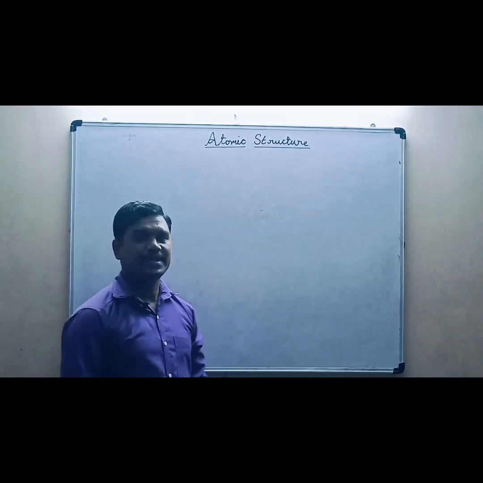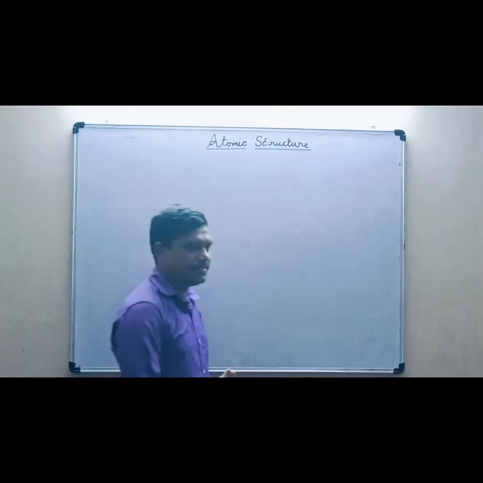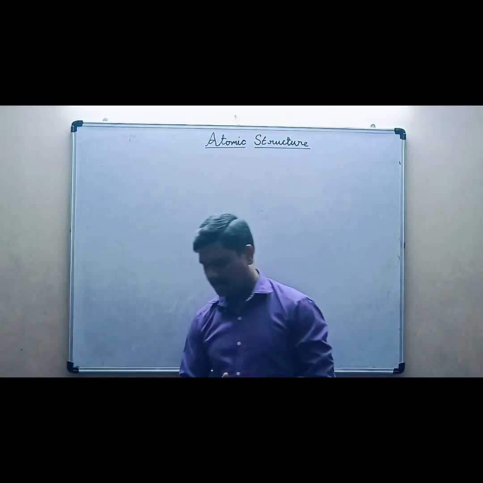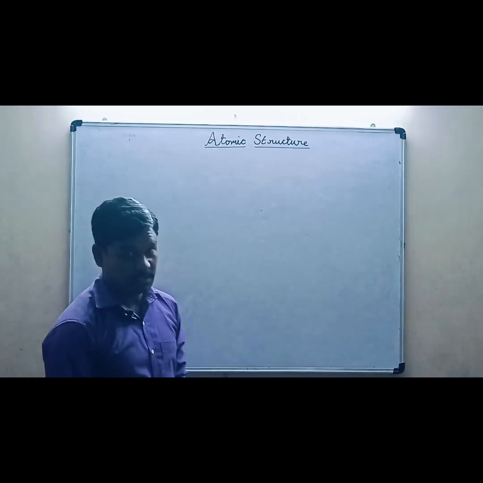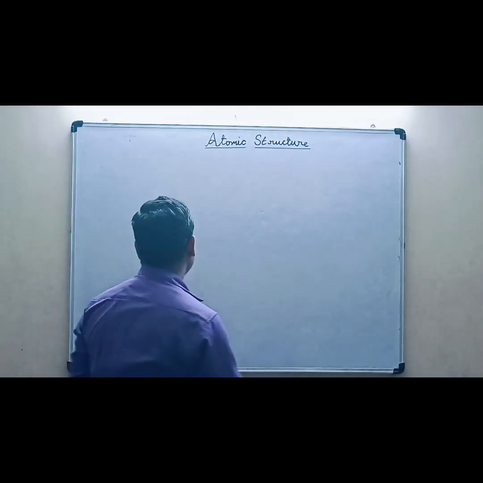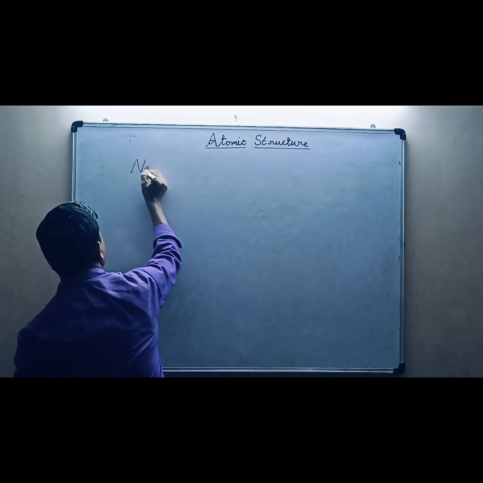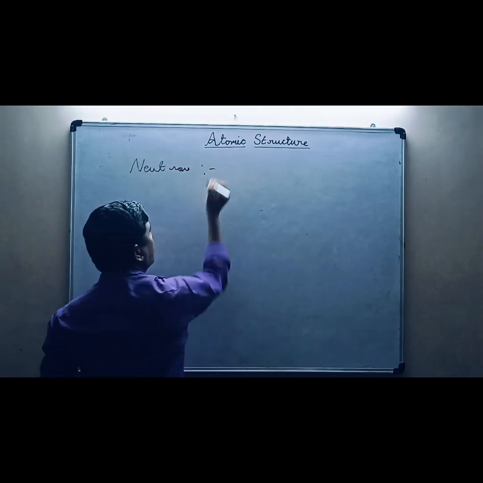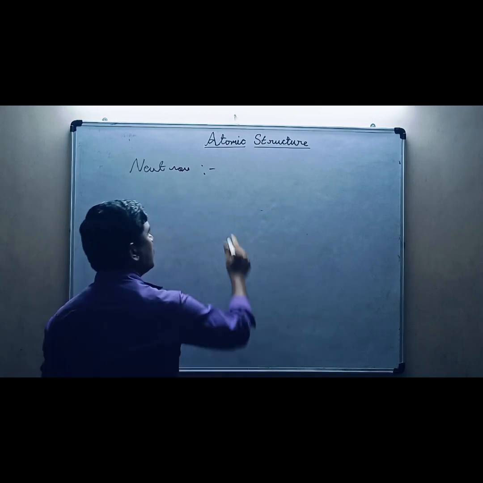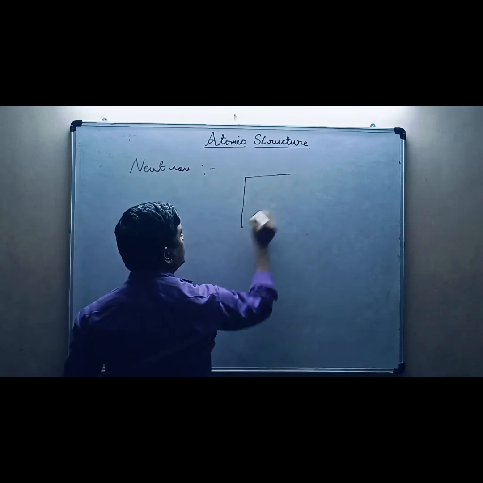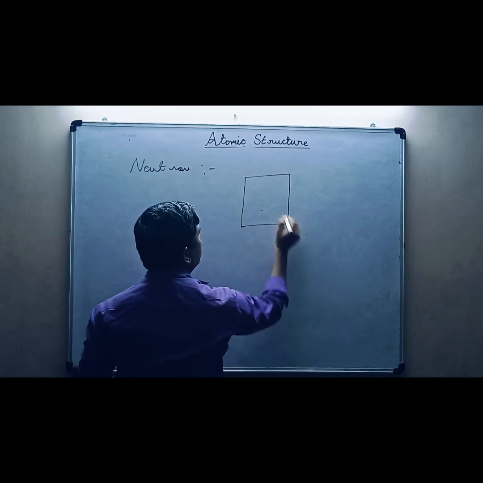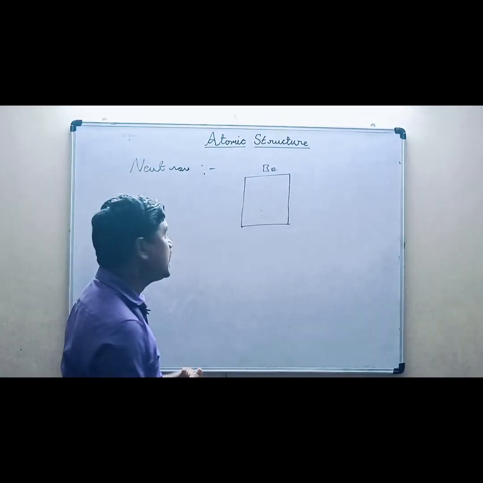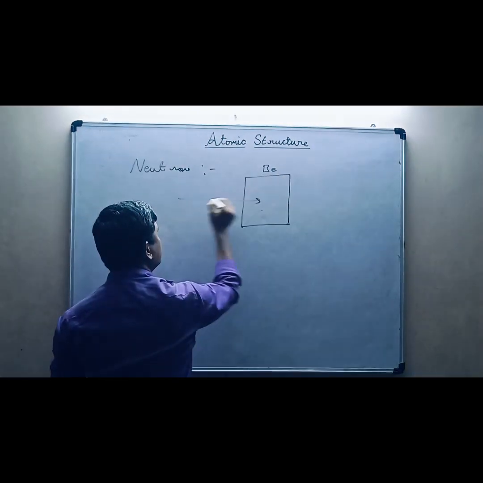In the last video, we discussed what an atom is, what the subatomic particles are, and how they were discovered. In this class, we're going to discuss the discovery of the last subatomic particle, that is the neutron. Neutrons were discovered based on a different activity, wherein they took a thin sheet of beryllium, and this beryllium sheet was hit with alpha particles.